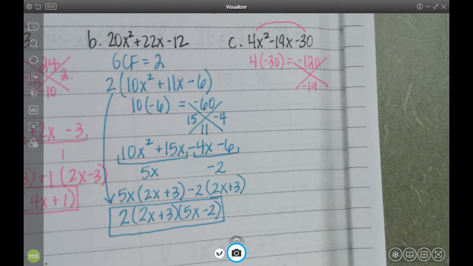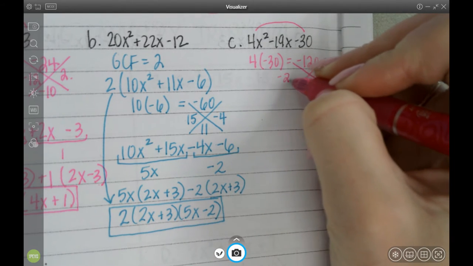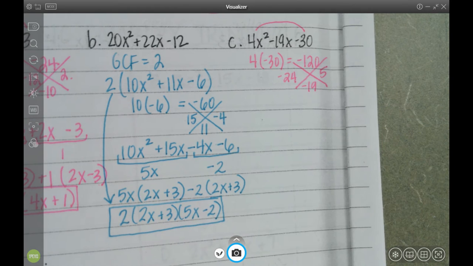This is why I like guess and check best. But this will still work. Did anybody find it? You found it? Oh, no. Oh. That's a negative 19x. Sorry. Okay. So nobody found them? It's negative 24, positive 5. Okay. Now go ahead and factor it from there.